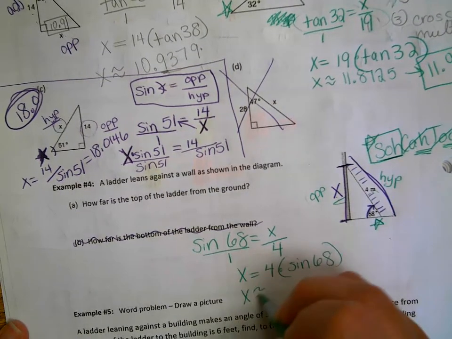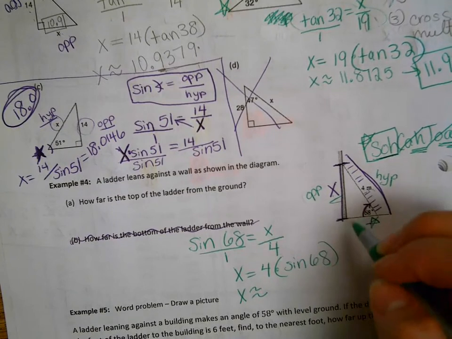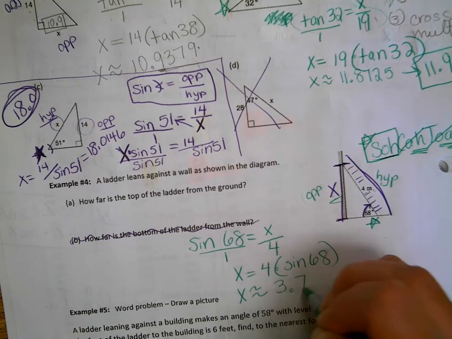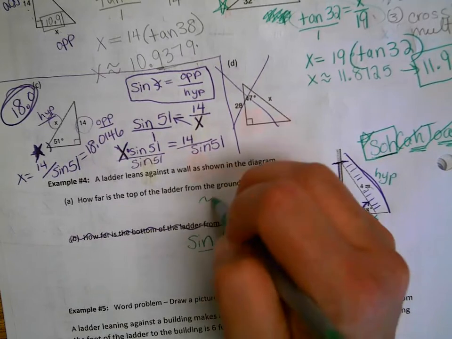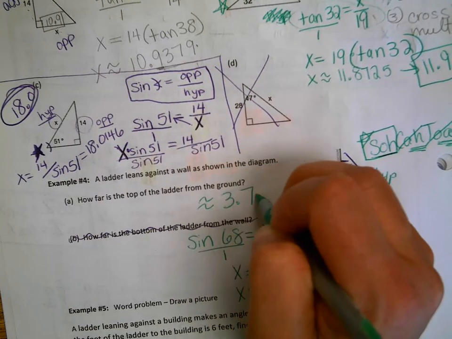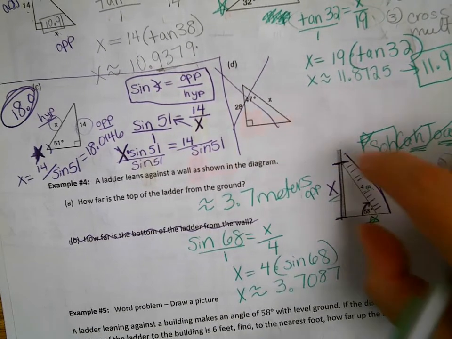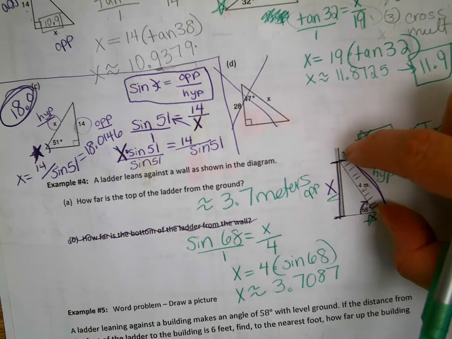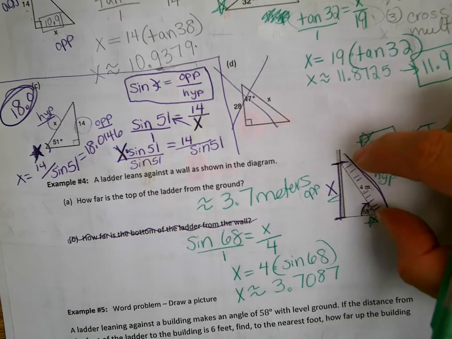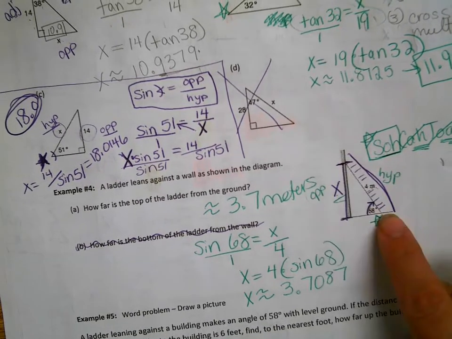So again, x approximated to a decimal is 3.7087. So we're going to say approximately 3.7 meters is how tall this is. And that makes sense. It's a little bit shorter than our ladder measurement. So if you got something longer, like 8, you'd know you were wrong, because the hypotenuse should be the longest side there.